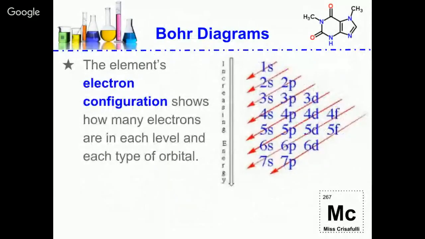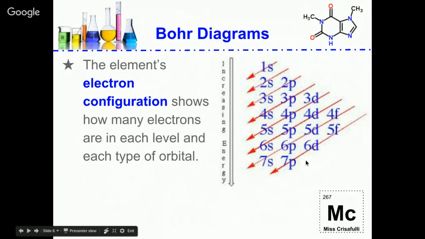So from Bohr diagrams, we can construct the electron configuration. The electron configuration shows how many electrons are in each level and each type of orbital. Remember, each energy level has a specific type of orbital. So when we look at this picture on the right, if you're in the first energy level, then you only have s orbitals. If you're in the second energy level, you have 2 types of orbitals, s and p. If you're in the third, you have s, p, and d, and so on and so forth.